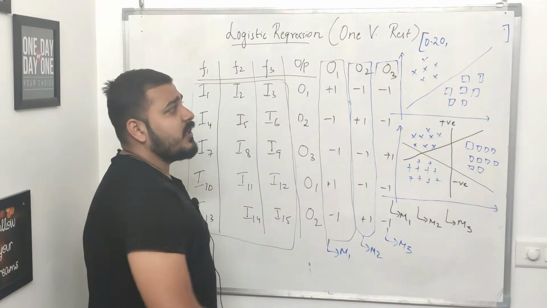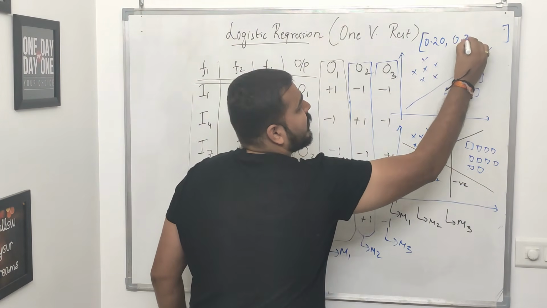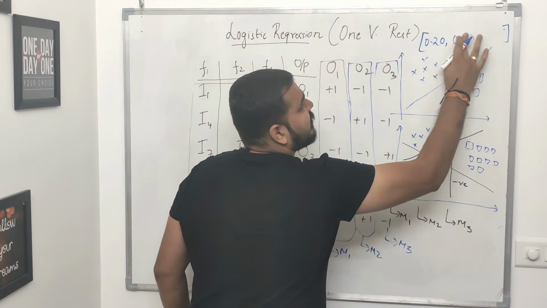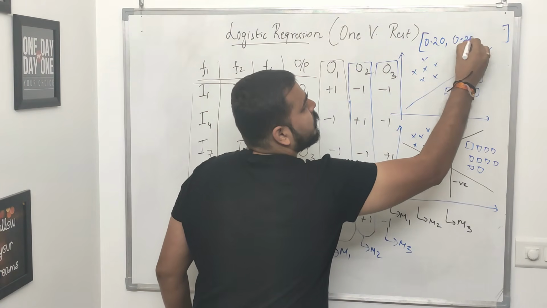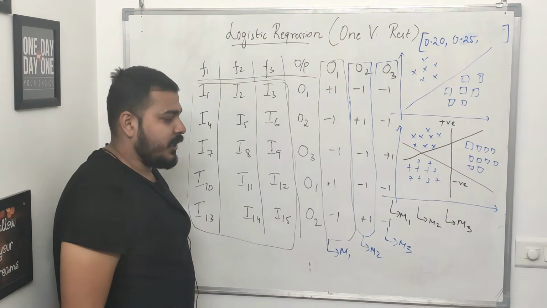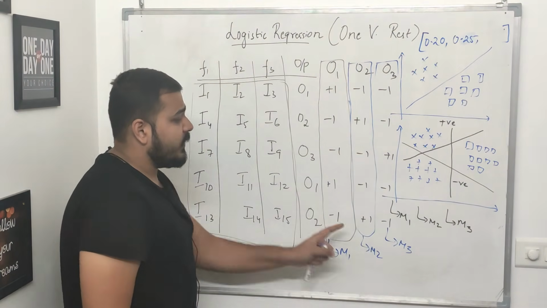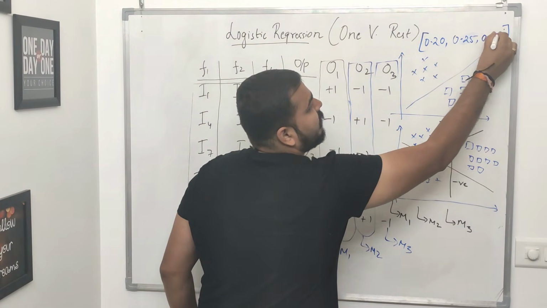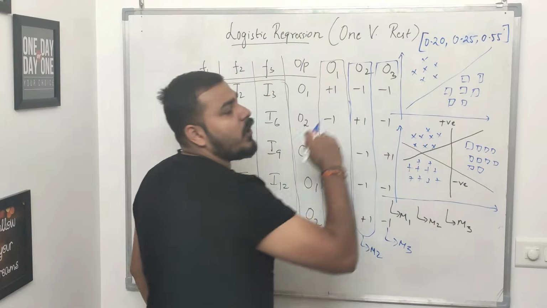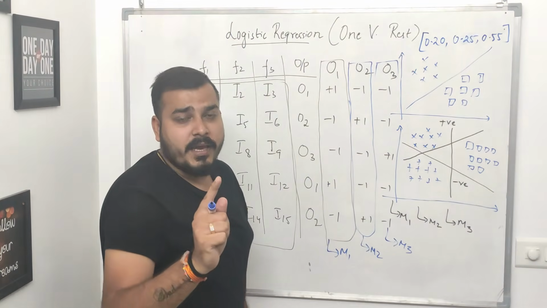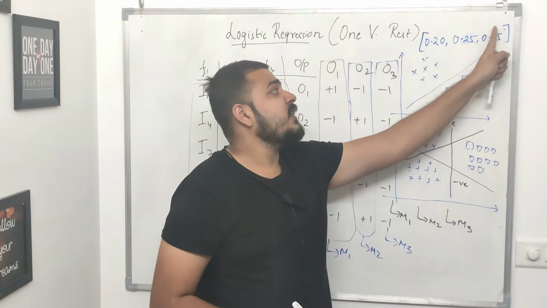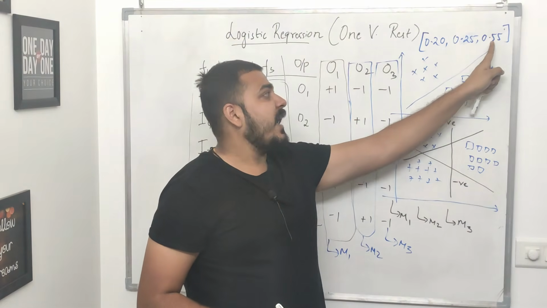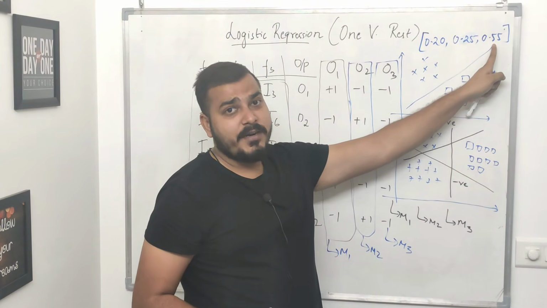Then my M2 model will give another probability, like 0.30, or I can say 0.25, suppose. Then the same data will be given to the M3 model, and suppose the output is somewhere over here as 0.55. Now you can see the sum of all of these is actually 1. Then it will check which is giving the highest probability.